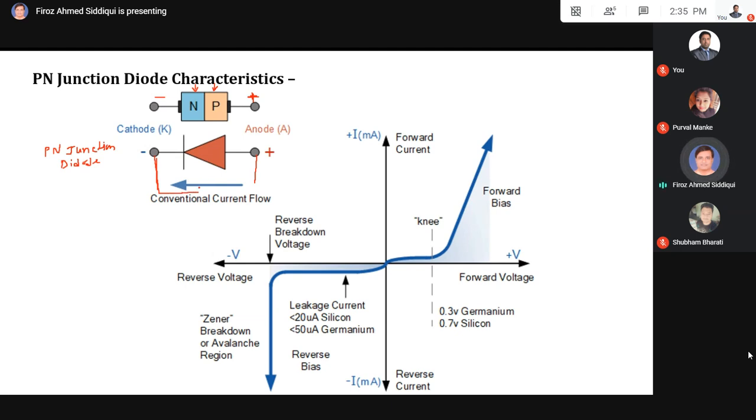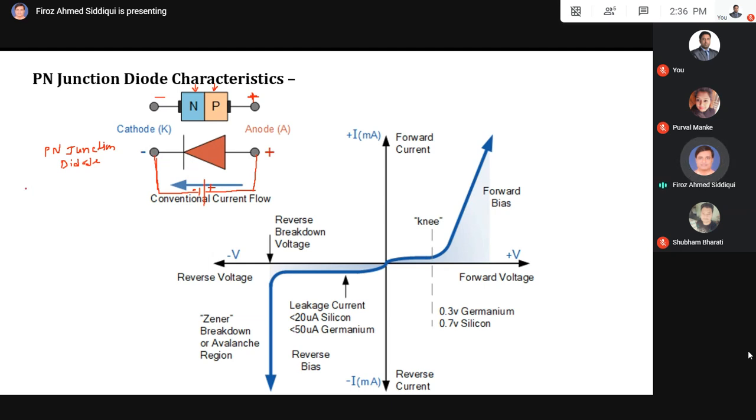Say if we apply this type of DC battery across the diode, that is, the positive terminal of the battery is connected to the positive side of the diode, and the negative terminal of the diode is connected to the negative side of the battery, then we can say the diode is forward biased.